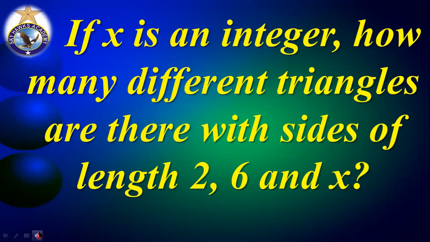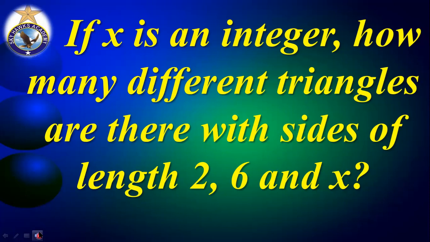If you got any idea about the problem, you can share. First of all, what is given and what is being asked? Given is that there are three sides, it's a triangle, and two of the sides are 2 and 6, and we have to find out how many different triangles there can be with the side x. Absolutely right.